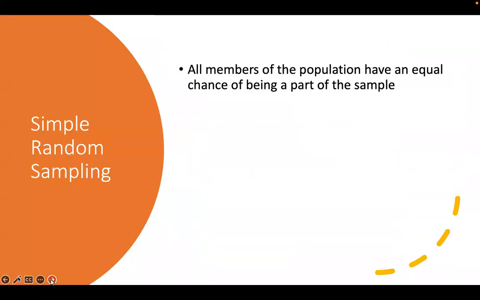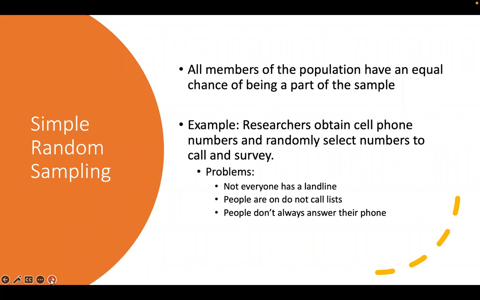Simple random sampling is exactly what it sounds like, where all members of the population have an equal chance of being a part of the sample. So whether we're talking about an individual, or everybody having a phone number, whatever, everybody has an equal shot. For an example, a researcher obtains cell phone numbers and randomly selects numbers to call and survey. With the randomly selecting, a lot of times they'll use a number generator. So everyone will have a number assigned to them and they use a random number generator to decide which numbers they're actually going to call.